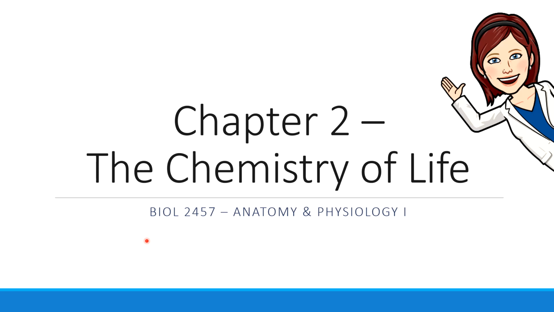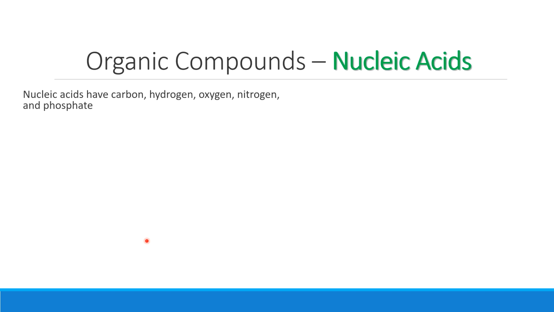In this short video, we're going to talk about the last organic macromolecule in the human body, and this is nucleic acids. When we talk about nucleic acids, they have all the same chemical components that we've talked about before, with the addition of phosphate. Phosphate groups are going to be critical to helping nucleic acids form their structures. So in addition to our carbon, hydrogen, oxygen, and nitrogen, we also see the addition of phosphate groups to nucleic acids.